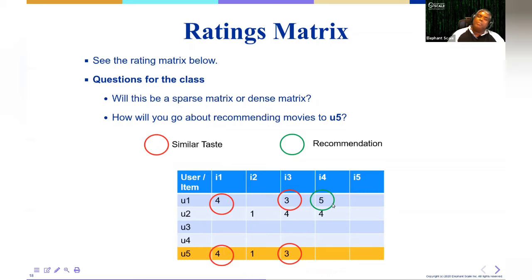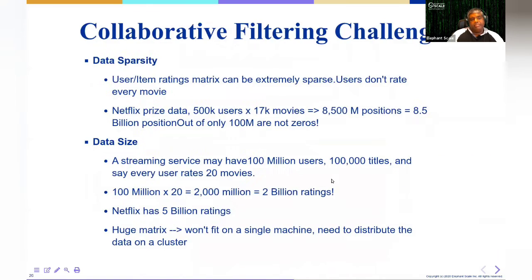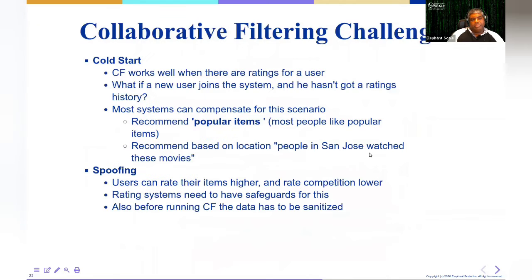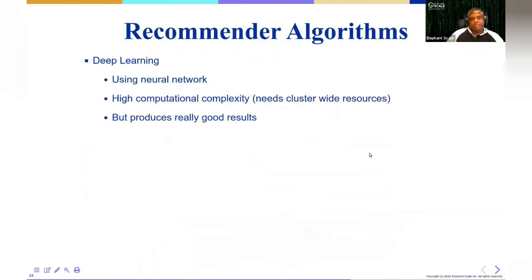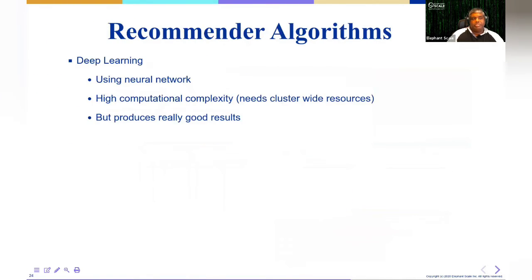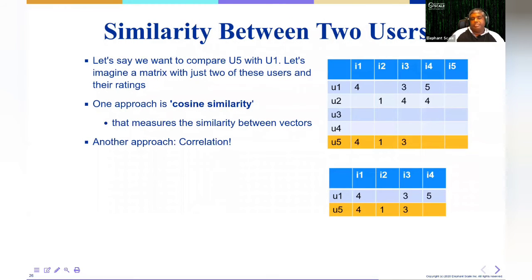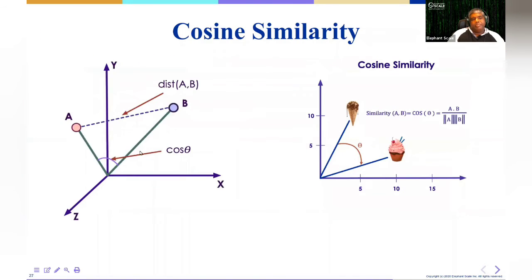How do we do this programmatically? For this we have something called cosine similarity. Let me show you. Imagine, in the same matrix, we're comparing user 1 and user 5. The way you look at cosine similarity is like this: we plot the data onto axes.